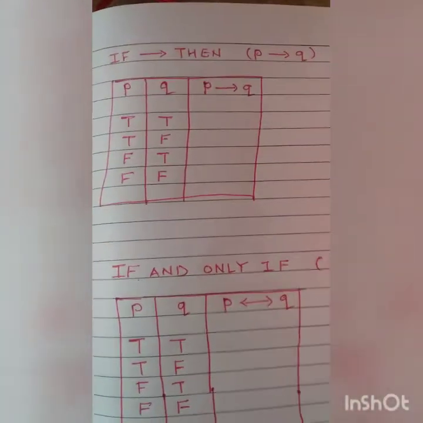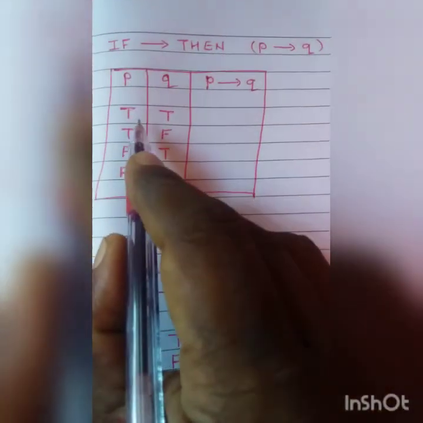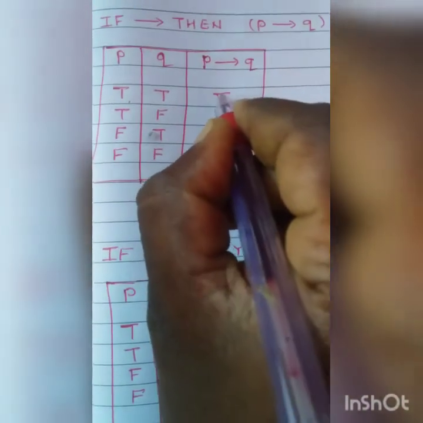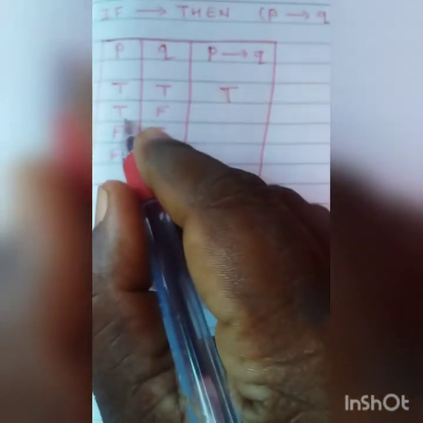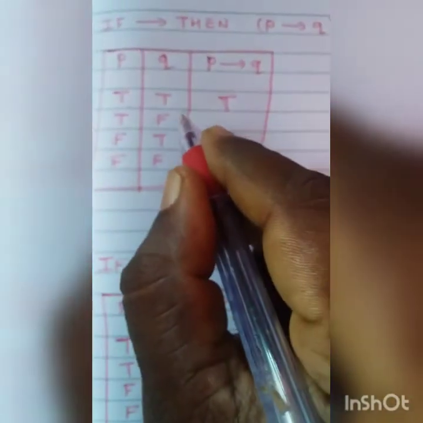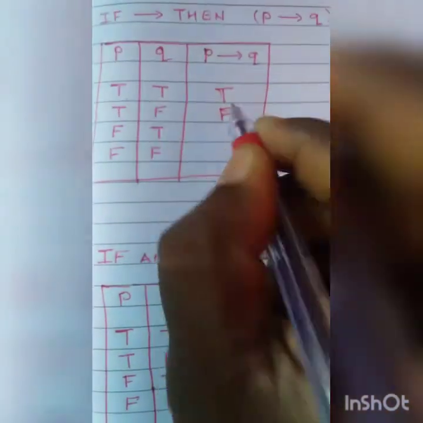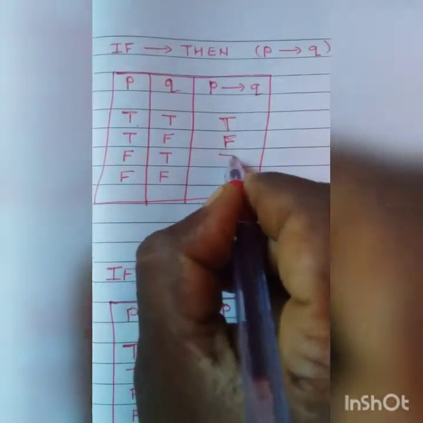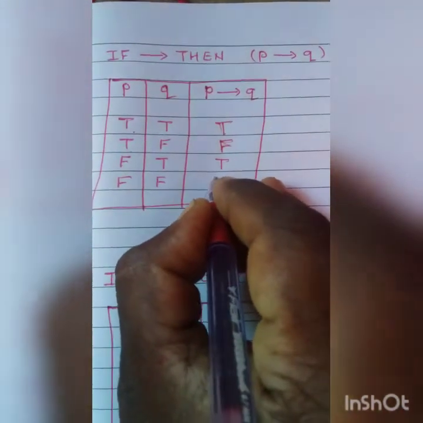Next, conditional, if then, P implies Q. T implies T, the truth value of this pattern is T. If T implies F, then it would be false. F implies T is T, and F implies F is T.